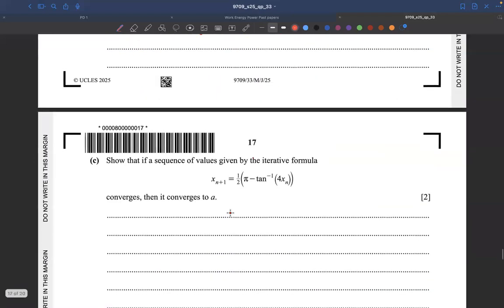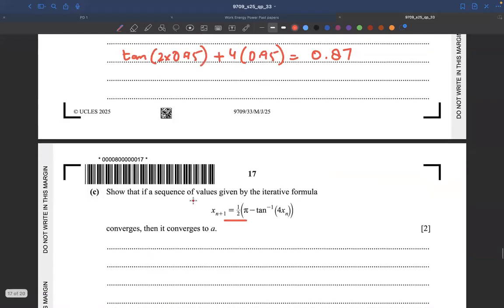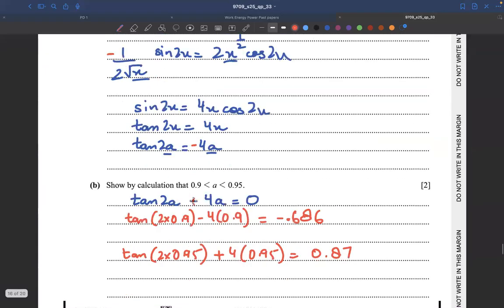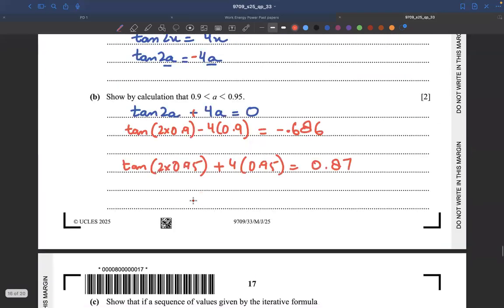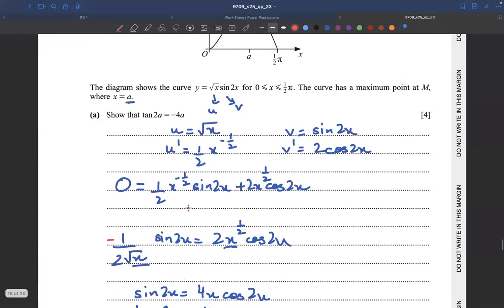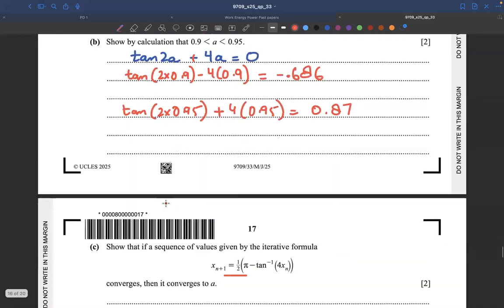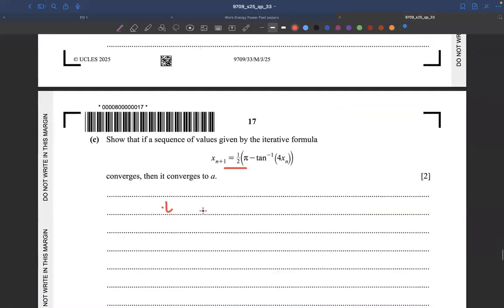It says that show that if a sequence of values given by the iterative formula converges, then it converges to A. So what we'll have to do is that the given equation that we had over here, okay, where was it? Yeah, tan 2A is equal to 4A. So we had tan 2A equal to 4A, and we have to show that it converges to A. So we'll try and rearrange our equation in this form.